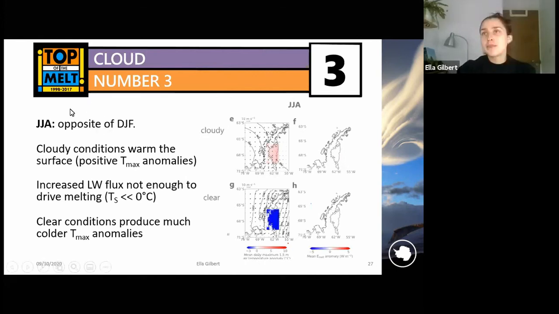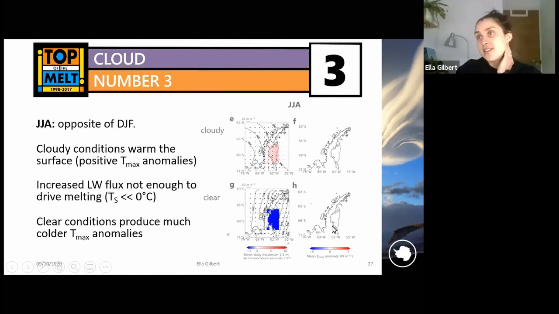On the flip side, when we're considering other seasons, I've used the example of winter because it's the most extreme example. That's essentially the opposite case. So cloudy conditions actually warm the surface, so result in these positive maximum air temperature anomalies, and clear conditions lead to extreme cooling of the surface because we get lots and lots of upwelling long-wave radiation, and this is typical of wintertime stable conditions. So we get very negative Tmax anomalies.